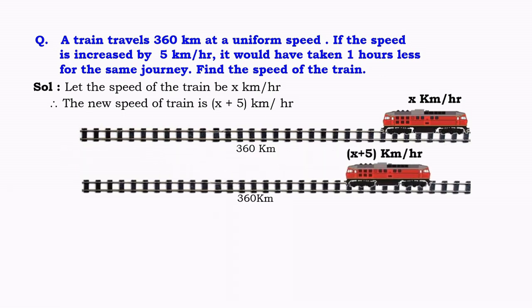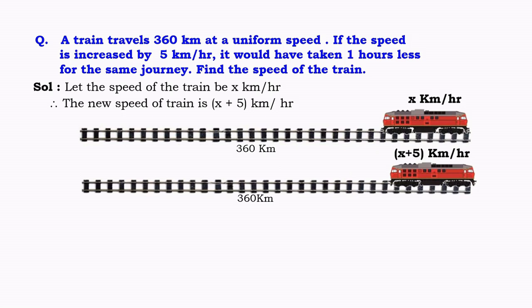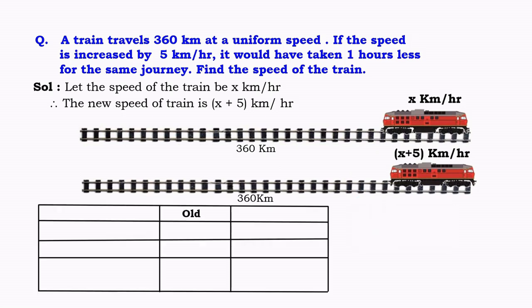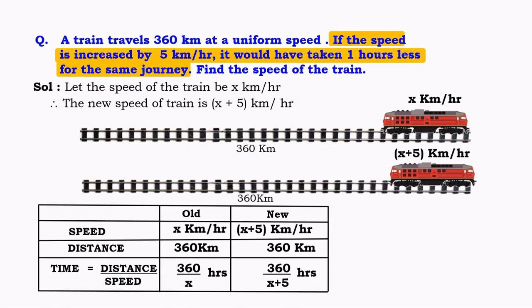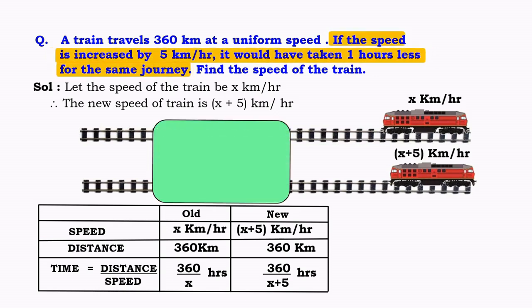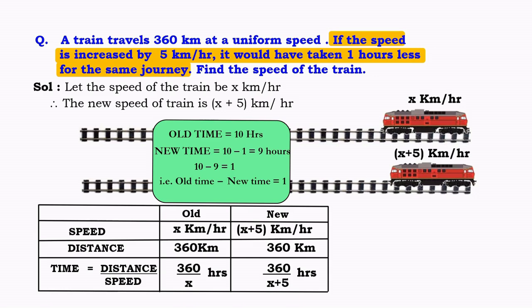Using the formula time equals distance divided by speed, the original time taken is 360 divided by x hours, and the new time taken is 360 divided by x plus 5 hours. The question tells us that the new journey takes 1 hour less than the original journey. Therefore, original time minus new time is equal to 1 hour. Now, we have all the information needed to form the equation and find the value of x, which will give us the speed of the train.